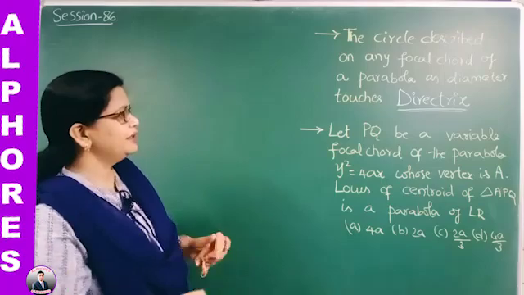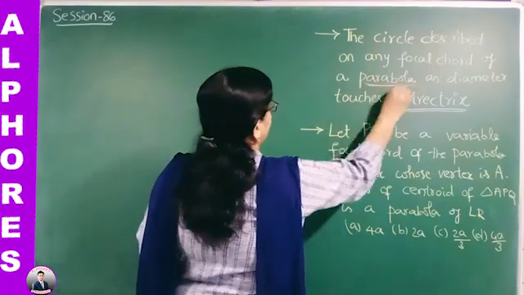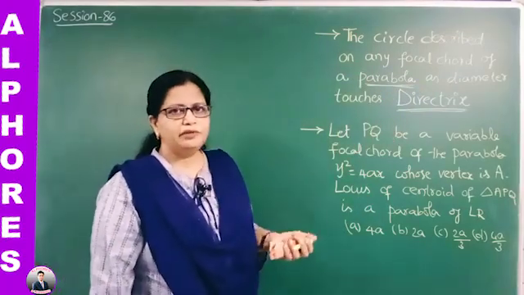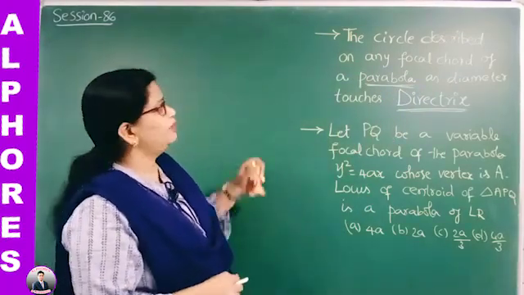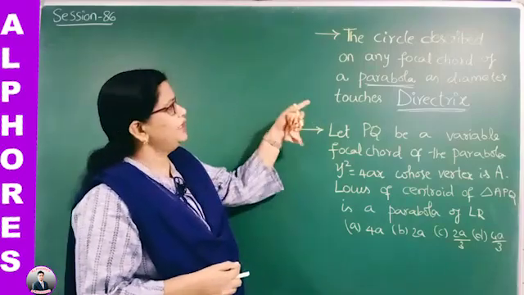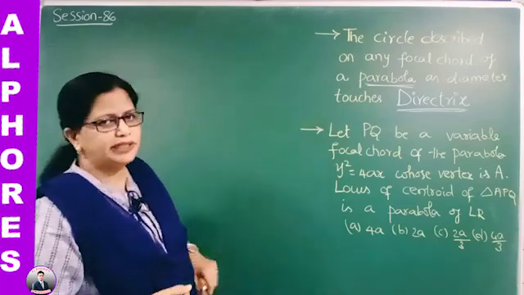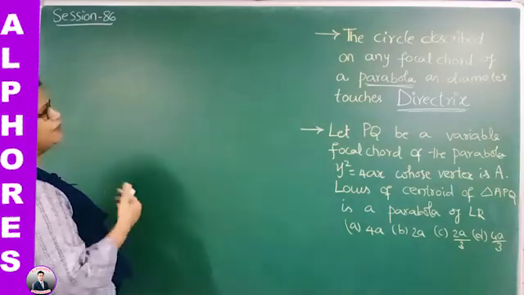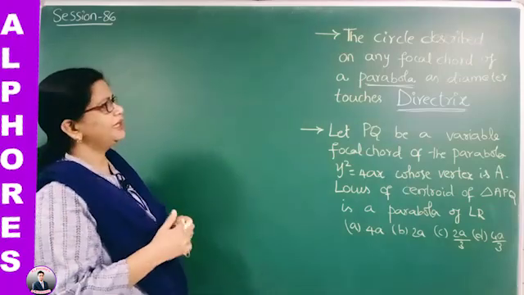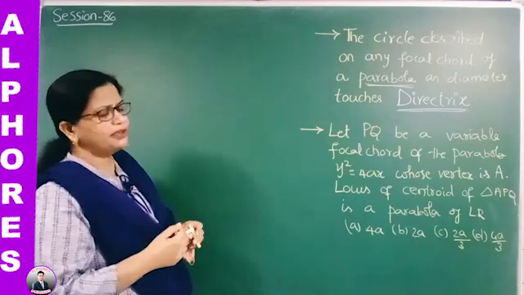Now observe here, this is a parabola. Not only the standard form of parabola, students, it can be any kind of parabola: horizontal, oblique, vertical, any kind. If a circle is described on any focal chord of a parabola as diameter, it always touches the directrix. Sometimes whenever you want to do proofs for a focal chord, you can just take the help of latus rectum also. It is not necessary to take a general focal chord.